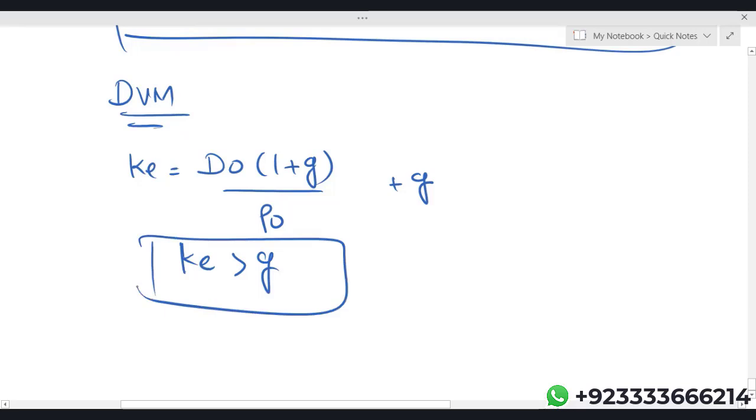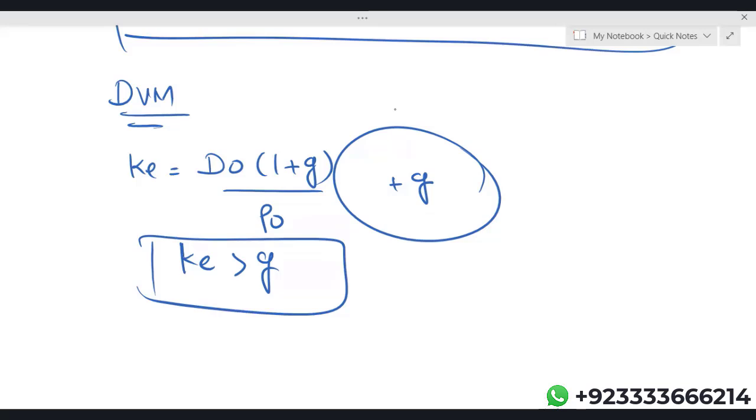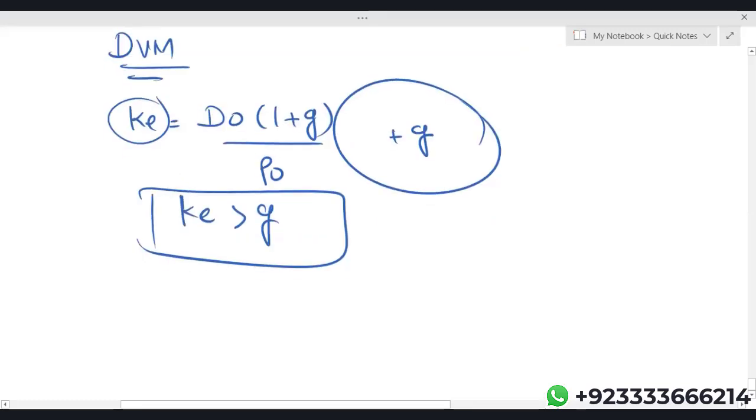Because you are using this formula to calculate KE, and you are bringing KE less than the annual dividend growth rate, what is this? Look at this plus G. So logically, when we are using the dividend valuation model, KE has to be higher than the annual dividend growth rate. KE, we know, is the cost of equity. Another interpretation is the minimum return required by the equity holder.